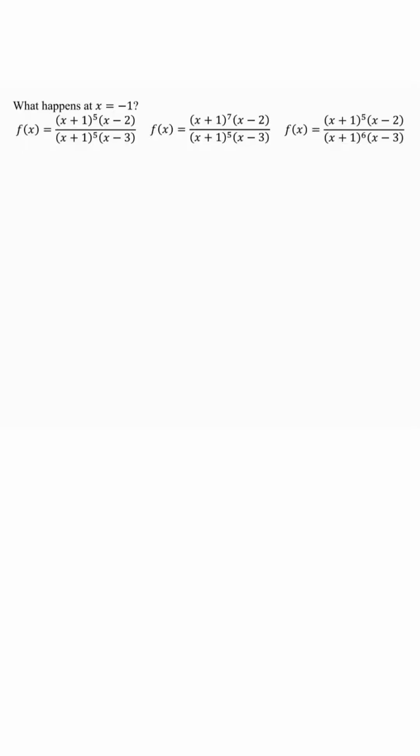What happens at x equals -1. First example, there are 5 copies of x plus 1 in the numerator and 5 copies of x plus 1 in the denominator. They're the same amount of numbers. Simplify this, you get x minus 2 over x minus 3.